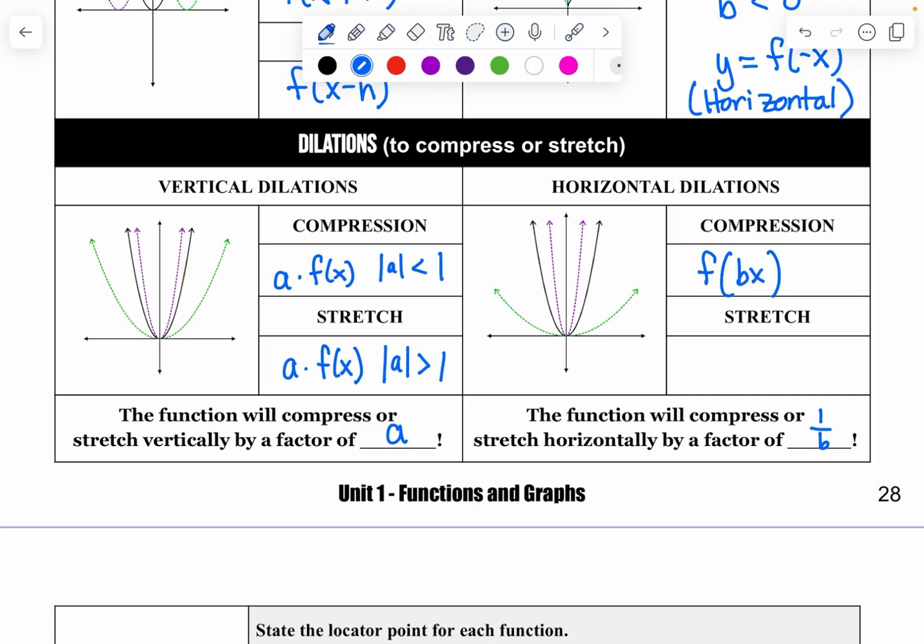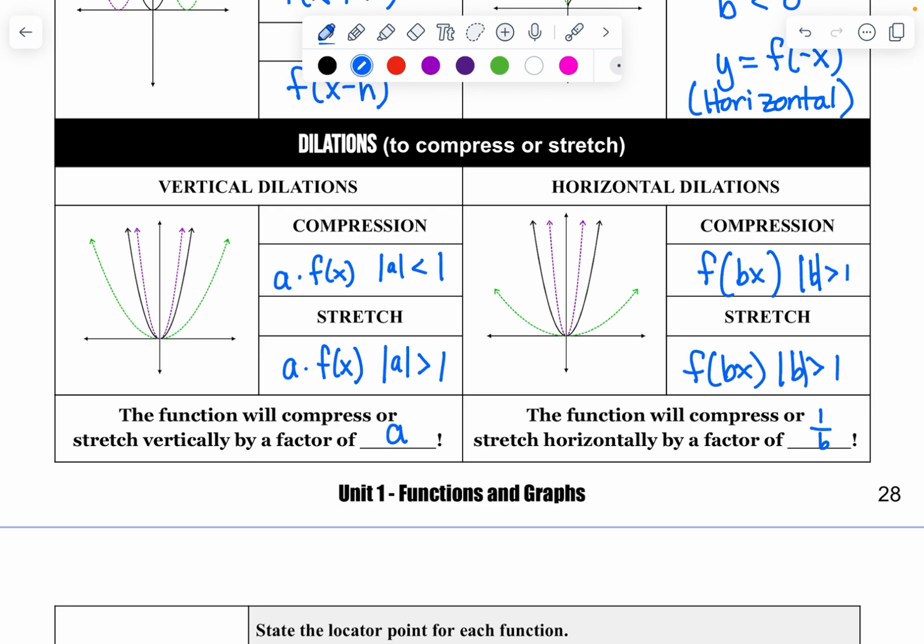So it's going to be compressed if b is greater than 1, because when we take the reciprocal of that, we'd have something less than 1. And it will stretch if b is less than 1. Again, absolute value, so regardless of sign, the sign's just going to cause the reflection over the y-axis, right to left.